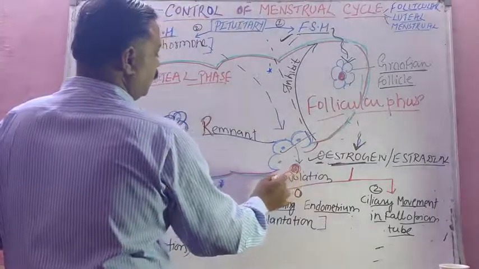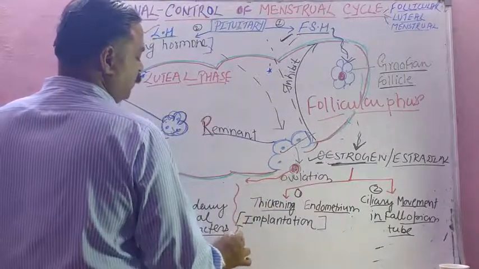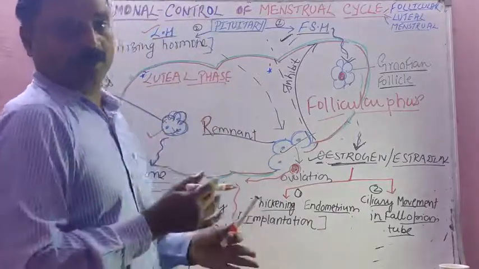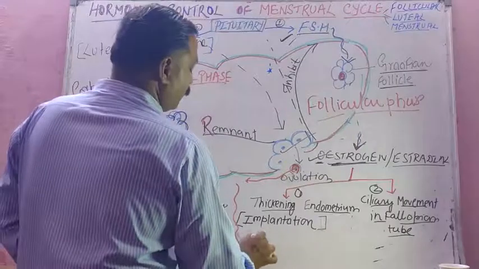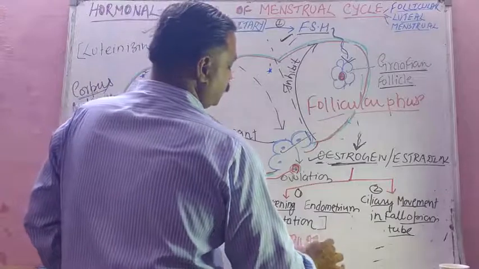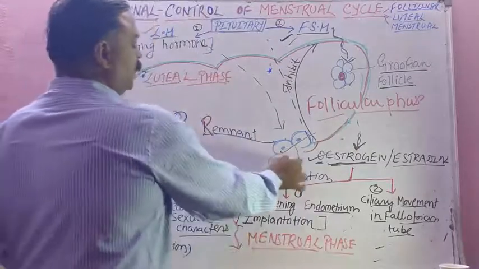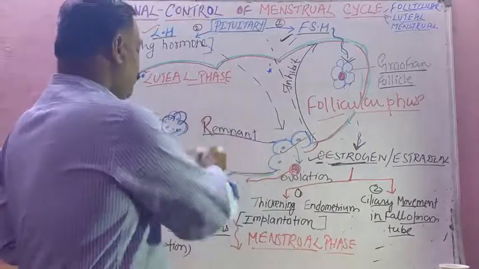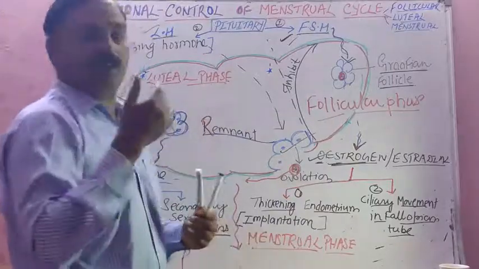If ovum is not fertilized, then ovum will degenerate and will come out from the vaginal orifice along with some dirty blood cells, broken endometrium, and this melted ovum will come out. And that third stage is called menstrual phase, and that is accompanied by menstrual flow. In that, the unfertilized ovum degenerates, autolysis occurs, and endometrium cell breaks and comes out along with some dirty blood. That is called bleeding phase or menstrual phase.